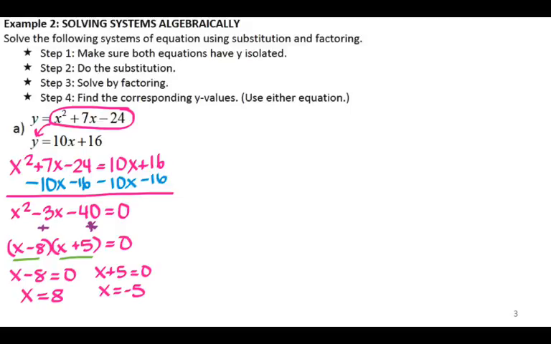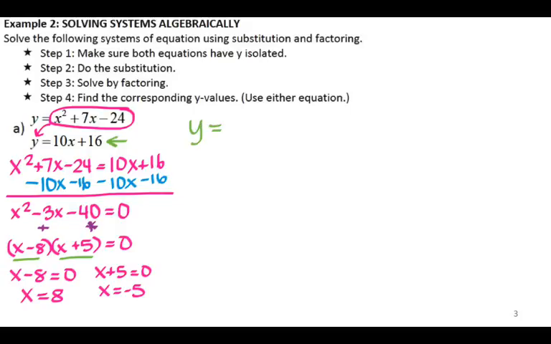Now all of your answers should be ordered pairs, which means you should have an x and a y. We do have two values for x, so we just need to find those corresponding y's. So that leads us to step number 4, find the corresponding y values, use either equation. You're going to take each of those x's and plug it in. I'm actually going to plug into this one because I think it's a little simpler.